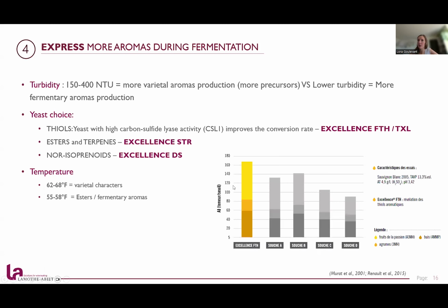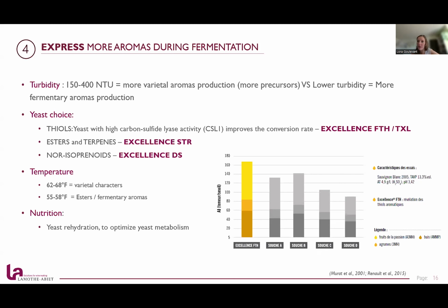And as I told you, the temperature really will impact the aromas production. So on this graph, we've been doing a screening of different strains of yeast, different strains that were supposed to produce more thiols. So it was on a Sauvignon Blanc. Alcohol was 13.3, pH 3.4. So we've been fermenting all the strains, same conditions, same must, and we were able to see that the Excellence FTH were the ones that would produce the most of the A3MH in yellow, so passion fruit and tropical fruit, 4-MMP and 3-MH compared to other strains.